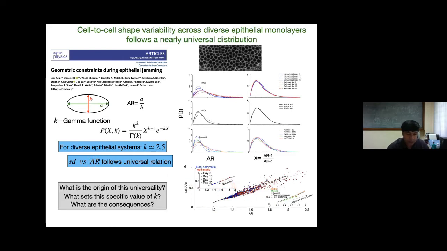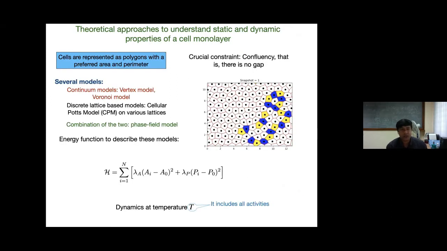But several questions remain. First of all, what is the origin of this universality? What sets the specific value of k around 2.5? What are the consequences of this universal behavior? And these are some of the questions that we addressed in this work. So this work is a theoretical work.